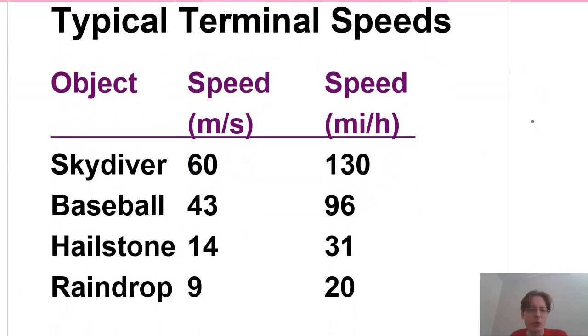Some typical terminal speeds. A skydiver is going to reach a terminal speed of about 130 miles per hour. A baseball's terminal speed is less than 100 miles per hour. That just means if you were to drop a baseball, it would never get faster than about 96 miles per hour. Doesn't mean you can't throw a ball greater than 96. Pitchers can throw a 100 mile per hour fastball. It just means that the air drag is going to slow it down.